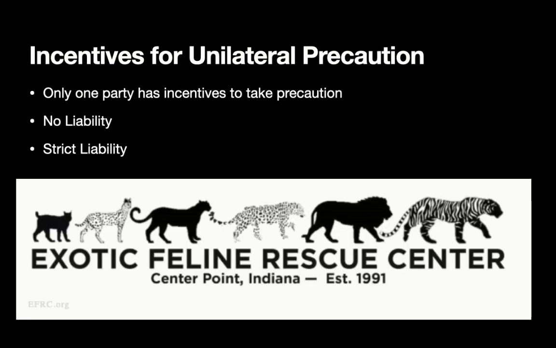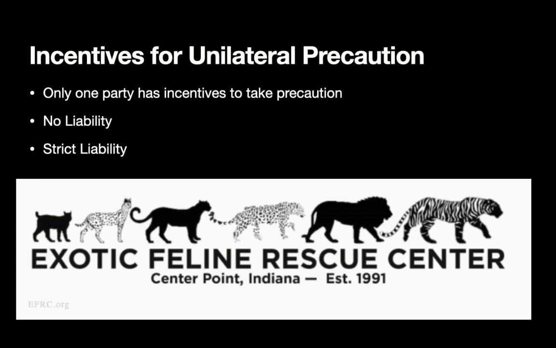Both strict liability and no liability rules only give one party incentives to take precaution. That is, these rules create incentives for unilateral precaution. This can be efficient if only one party can reasonably take precaution. Strict liability is generally used in torts dealing with the transportation of hazardous materials and animal attacks. For both of these, it only makes sense for the injurer to take precaution. The efficient level of precaution for the victim is none at all.